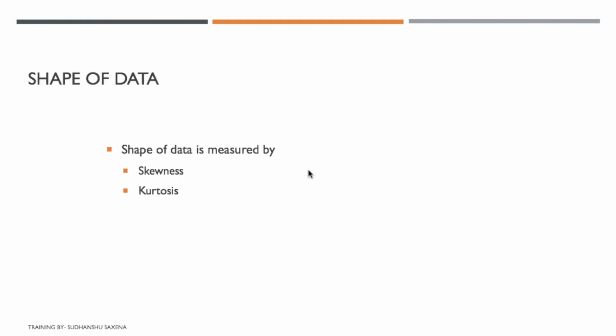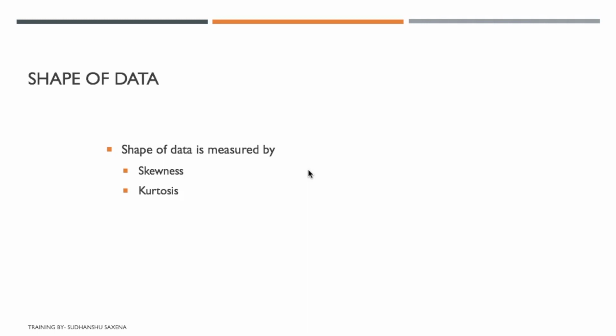Right, so in the previous video we talked about the measures of central tendency, and then we talked about how variability is actually defining your data. And now we want to understand the third pillar of understanding the data, which is called the shape of the data.